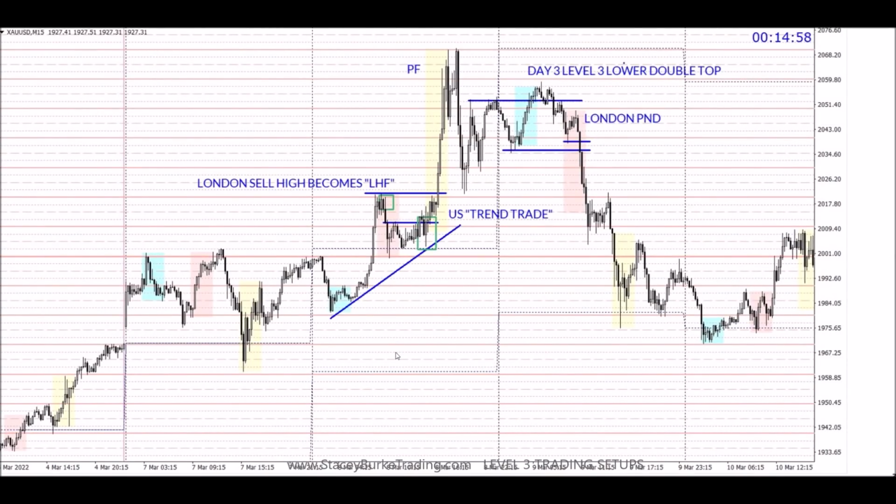Gold, again, level 3, a day 1, day 2, day 3 setup. The market gave a level 3 trade in London on the smaller time frame. So we had a level 3 trade coming out of Asia on day 2, level 3 short, and a level 3 long. So 3 levels of drop out of London with the trend, again, the U.S. session vertical move. The next day, a lower double top on level 3, day 3, inside of a peak formation for the high, a pump and dump setup in London for the reversal.